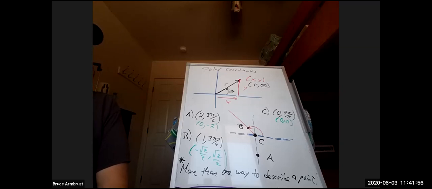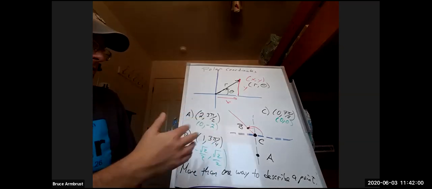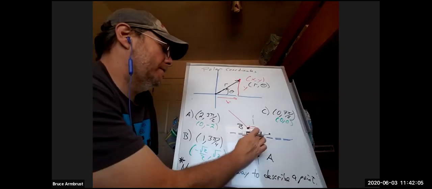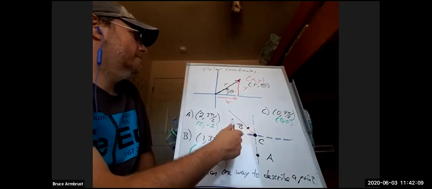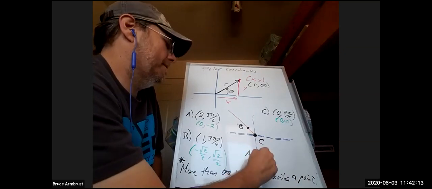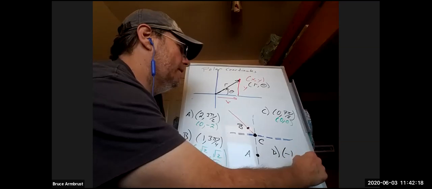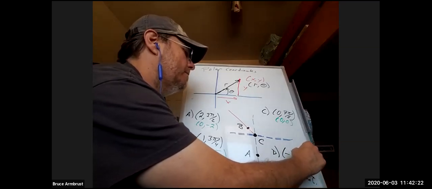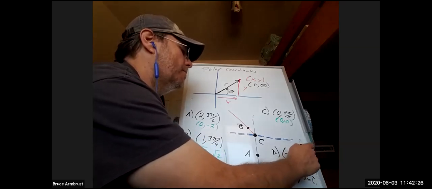All right, so let me do one more point, and then we'll get to how we do the conversions. And this one, let's call it D, getting kind of cluttered here. Let's go with D being -1, and let's say 2 pi over 3. No, 4 pi over 3.